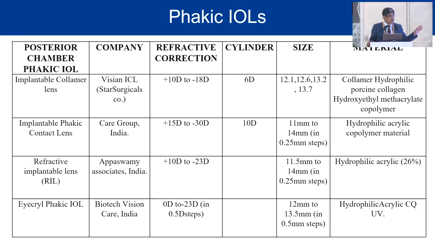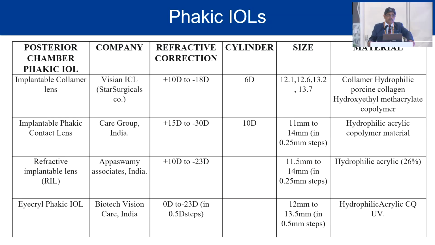It tells us, first, about the ICL, which is the gold standard, and which comes from Star Surgical, the Visian ICL, as it is called now. We can correct from plus 10 diopters up to minus 18 diopters, and we can also correct up to 6 diopters of cylindrical power too. So in post-keratoconus stabilized cases also it is useful. It comes in sizes of 12.1, 12.6, 13.2 and 13.7.